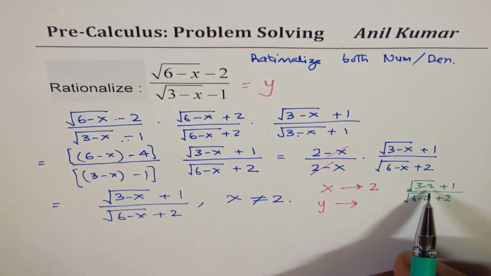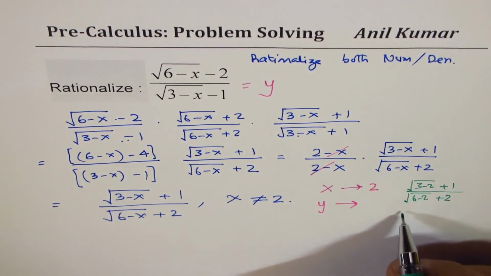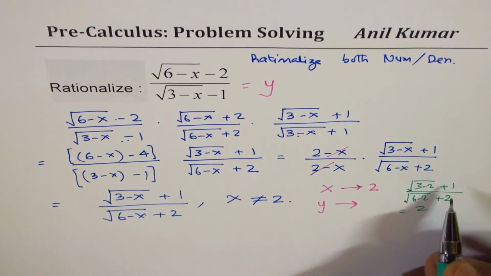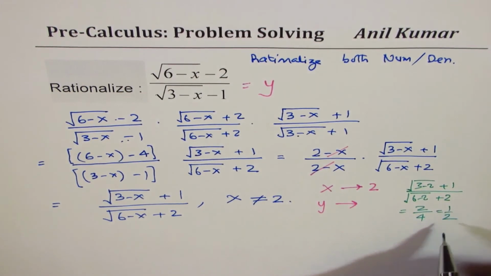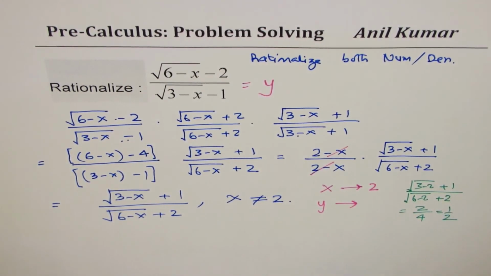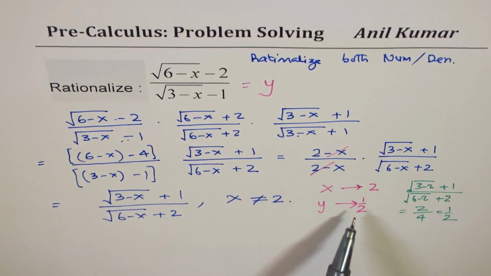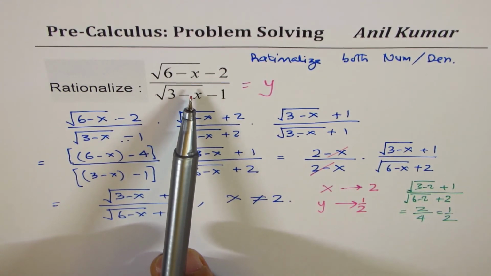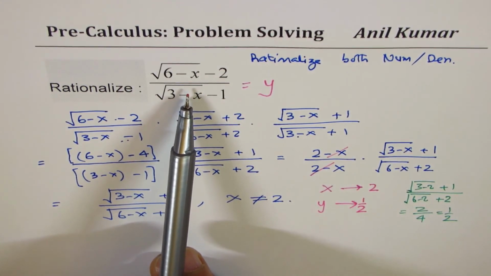So 3 minus 2 is 1, 1 plus 1 is 2. And so this is 2. And the denominator is square root of 4, which is 2. And 2 plus 2 is 4. So we get half. So y approaches half. Do you see that? So we could not figure this out from the given expression. You're getting the idea. Perfect.